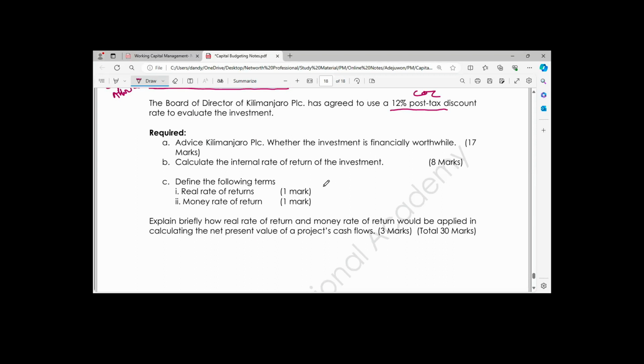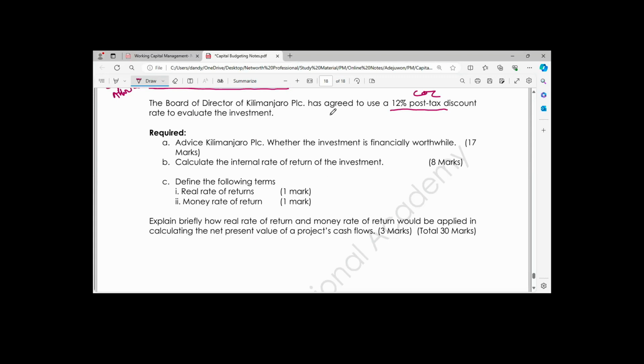Now, whenever you are asked to advise, evaluate, or determine the financial viability of a project, what the examiner is simply asking you to do is to calculate the net present value. Except the examiner says otherwise, you are required to calculate the net present value. Therefore, for this particular question, the examiner wants us to advise the company whether the project should be undertaken, that is, whether the project is financially worthwhile or viable. Therefore, we need to go ahead and calculate the net present value.